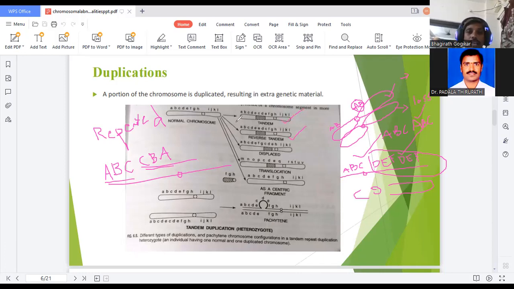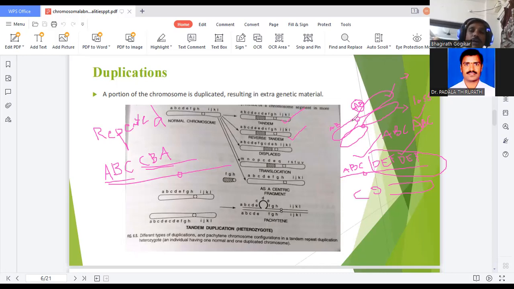See these two examples. Here ABCD, and here ABC, DEF, GH. So ABC, DE and DE, both genes are there. Here CDE, CDE, so EDC in reverse order. That's why it is reverse order.